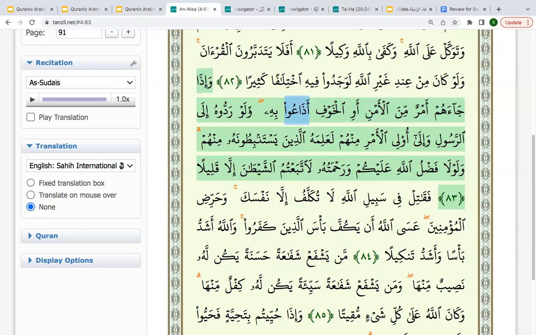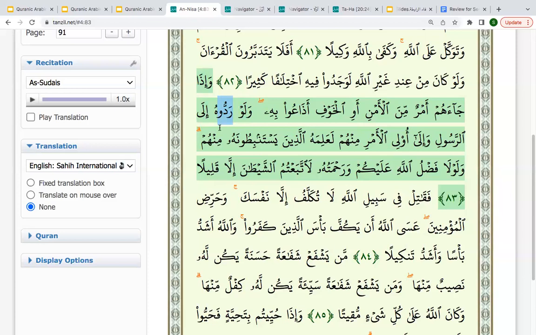Now, when I see لو ردوه إلى الرسول وإلى أولي الأمر منهم لعلمه الذين يستنبطونه منهم, what do you see here? You are seeing harf shart. Are you going to worry about i'rab now of this word here? لو لا محل له من الإعراب, right? Unlike idha, you are not going to do any i'rab for it because this is not an ism. It is a harf.